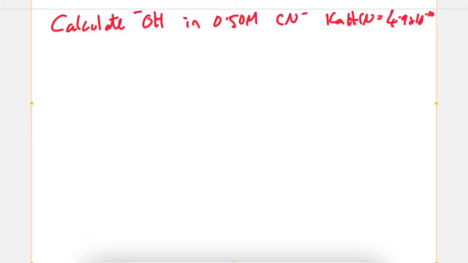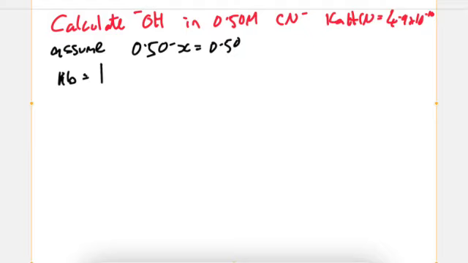We've got 0.5 mole per decimeter cubed cyanide. We've got the Ka value for hydrogen cyanide, HCN, as 4.9 by 10 to the minus 10, so it's definitely a weak acid. Same assumption as the previous two: equilibrium concentration is same as original concentration. And we know the relationship that Kb is Kw over Ka, or Ka times Kb equals Kw.